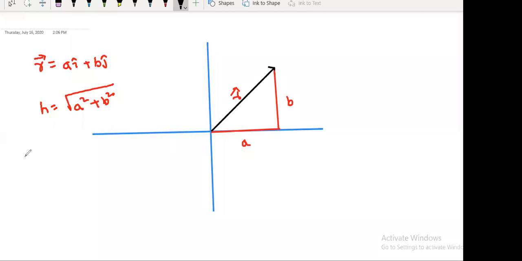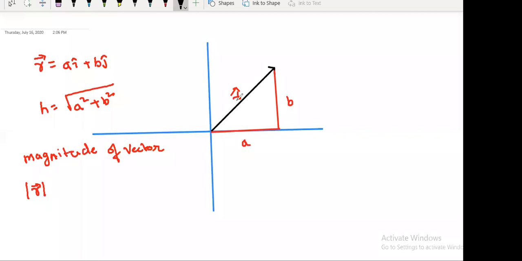magnitude. It is called as magnitude. Magnitude of a vector. Okay? So magnitude of vector is represented by mod of r. This mod is just a representation. Okay, it represents the value, the length of this vector. Got it? Right? It is called as magnitude.